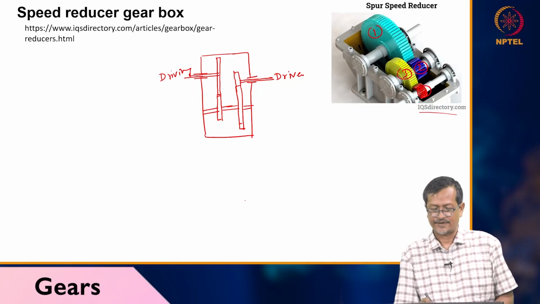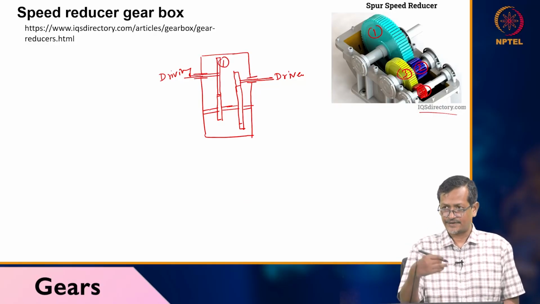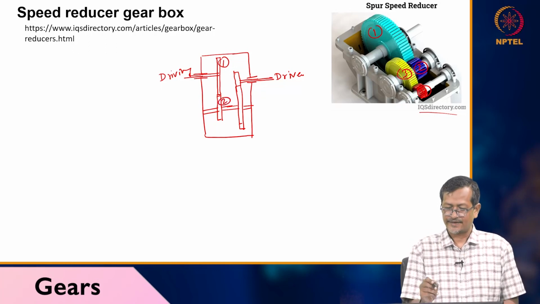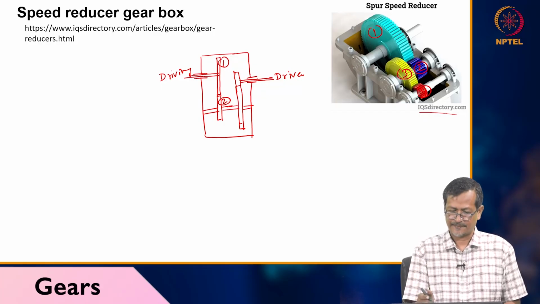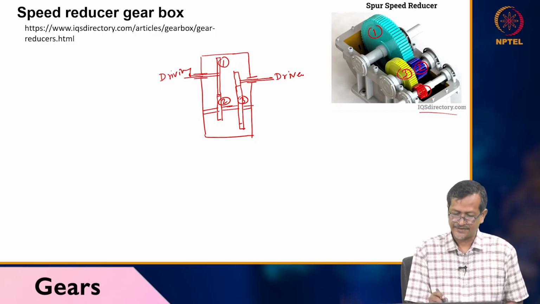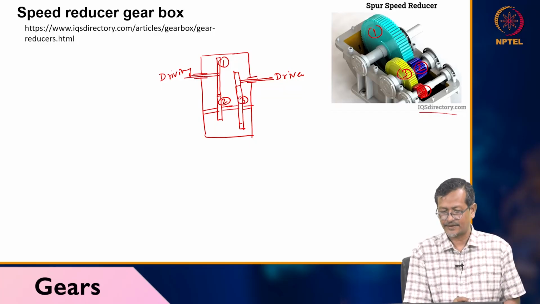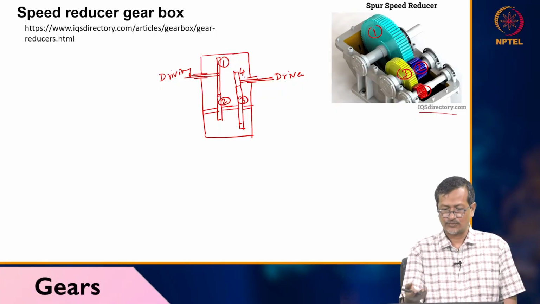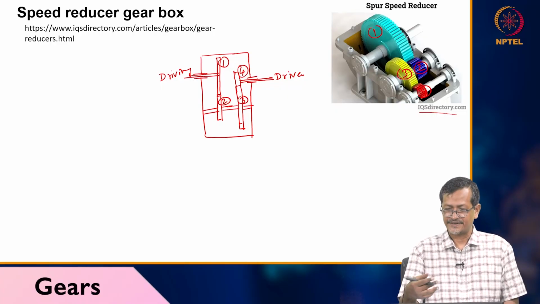Okay, you can see the driving shaft is driving gear 1. Gear 1 gives rotation to gear 2. Gear 2 and 3 are connected on the same shaft, so their rotational speed will be the same. So the RPM of gear 2 and gear 3 will be the same, and gear 4 is connected to gear 3. So 4 will have a different speed than 3.